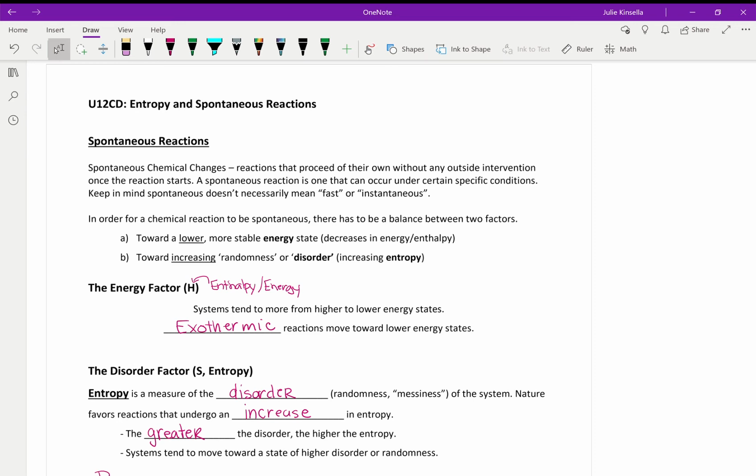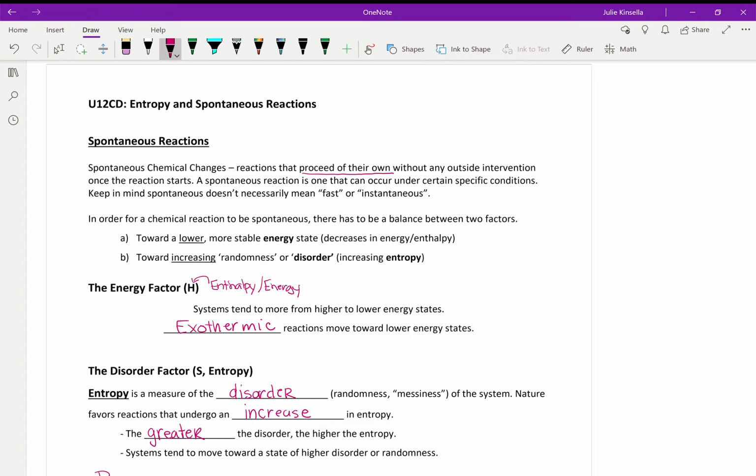Hey guys, we're going to do a quick topic on something called spontaneous reactions and entropy. So a spontaneous reaction is one that proceeds on its own without any outside intervention once the reaction gets started. That doesn't mean that it's happening fast or instantaneously when I say a spontaneous reaction. It just means that it can occur on its own under specific conditions.